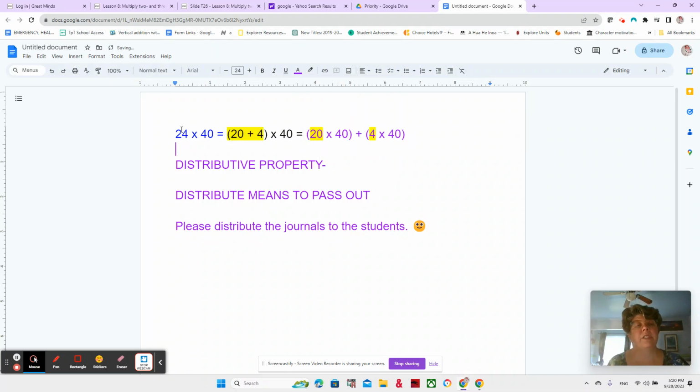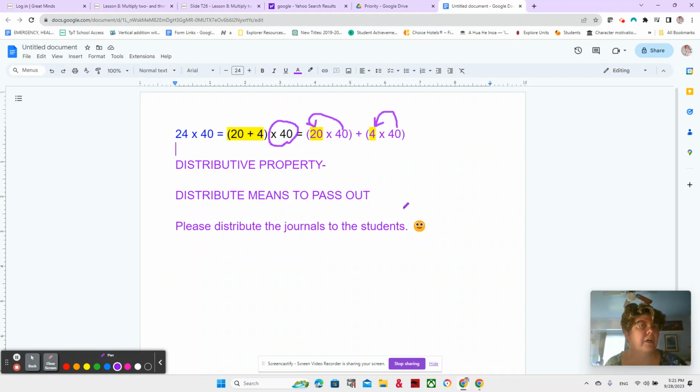All right. So I took my 24 times 40. I changed my 24 to 20 plus 4 times 40. And then I distributed that 4 to each part of the problem. Sorry, that 40. So I distributed the 40 to the 20 and I distributed the 40 to the 4, right? Do you see how I've got to multiply it by both parts? I can't just multiply it by 20. I have to multiply it by 20 and 4.